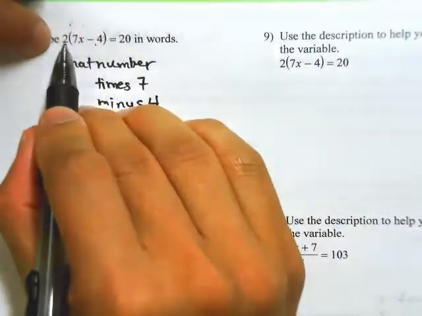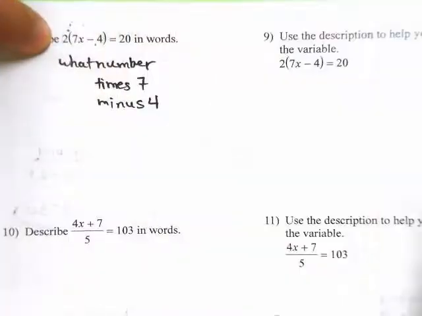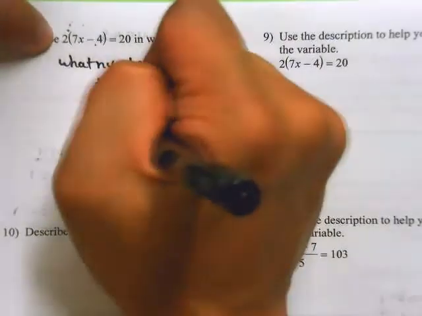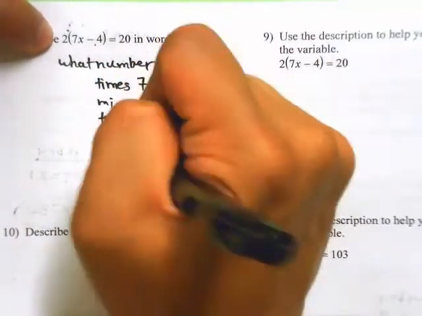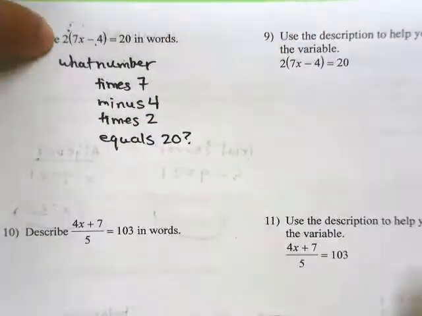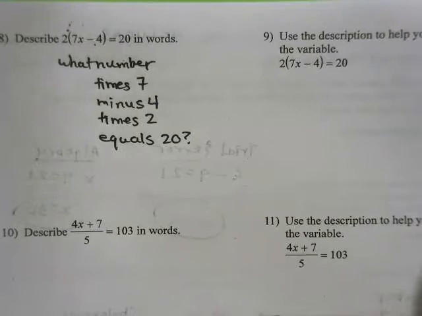Now we can incorporate this 2. The 2 is stuck together with the parentheses, so I do want to remind you that's another times. Times 2 equals 20. Your description should at least look like this for the bare minimum. All right, we're done with number 8.